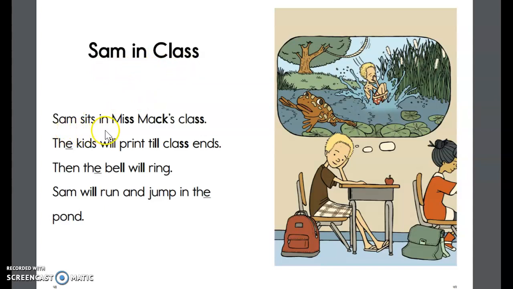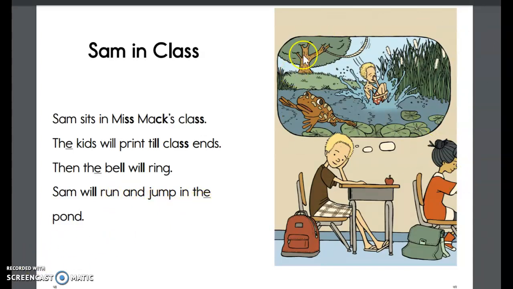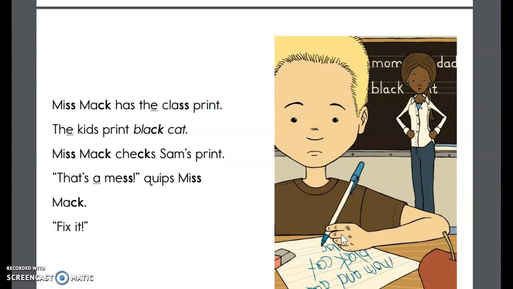Sam in class. Sam sits in Miss Mack's class. The kids will print till class ends. Then the bell will ring. Sam will run and jump in the pond. Here you can see in the illustration, he's dreaming of running and jumping in that pond. Next page.